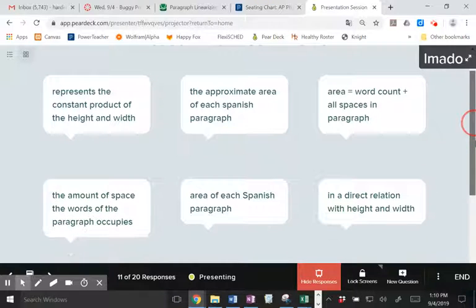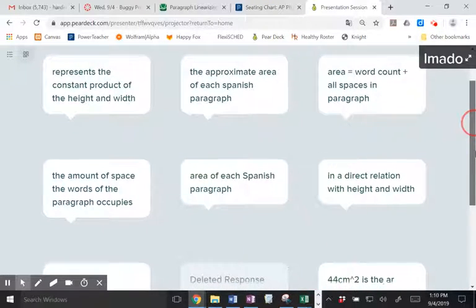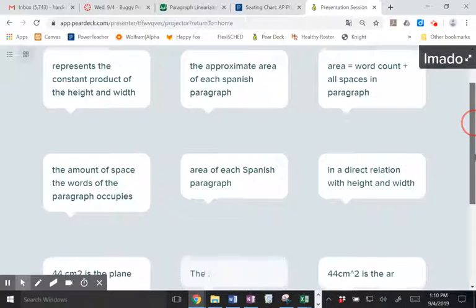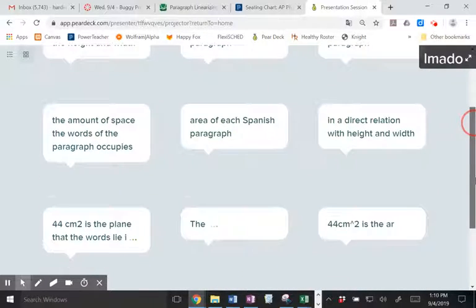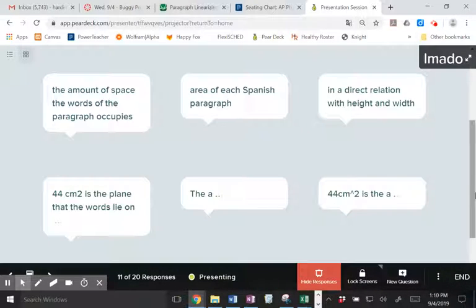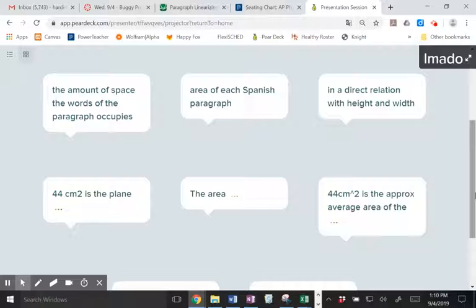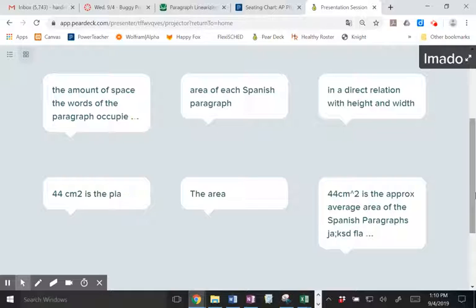Approximate area of each Spanish paragraph, represent constant product of height and width. Word count plus all the spaces in the paragraph. And that's the long story shortish, yeah? So all those paragraphs roughly take up the same area. Oh, sorry, I didn't have the screen down there. It's hard for you to read. Roughly, all those paragraphs have roughly the same area. And that's what that is. Like, if you just rearrange that equation, height times width, that's area. But we made it more complicated using physics. So, all right. This is an inverse relationship.